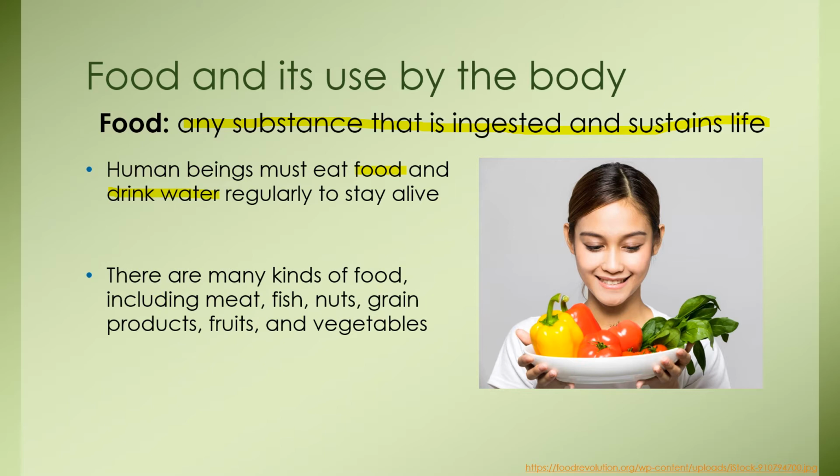There are many kinds of food, including meat, fish, nuts, grain products, fruits, and vegetables, okay? These are natural foods that come from the earth. That's the better food that you can eat, okay? Any processed food gives you some nutrients, but they're not so good. So the best is to have a healthy diet with natural nutrients, for example, meat, fish, nuts, grain, fruits, and vegetables.